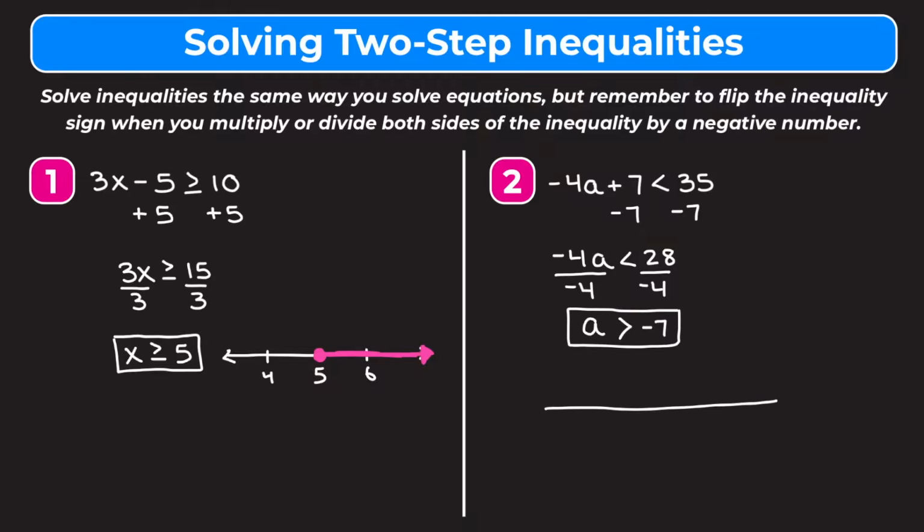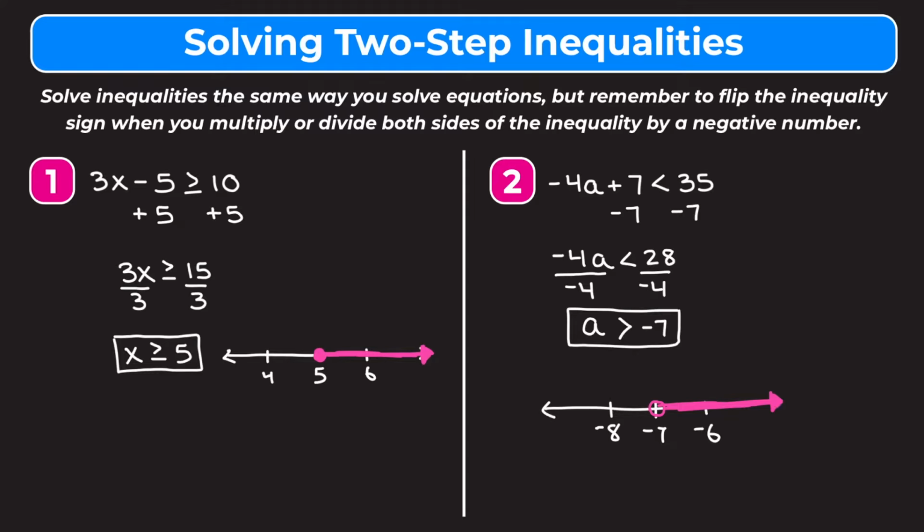Let's graph this quickly on a number line. I'll put negative 7, negative 8, and negative 6. Because a cannot equal negative 7, we're going to put an open circle at negative 7. But we want it to be greater, so we're going to shade to the right.